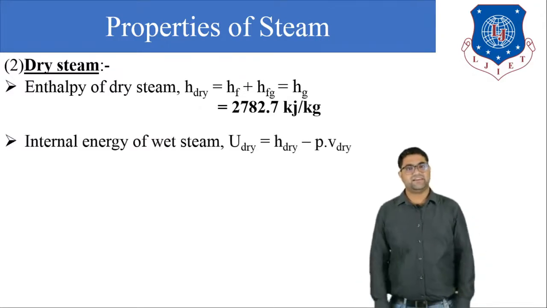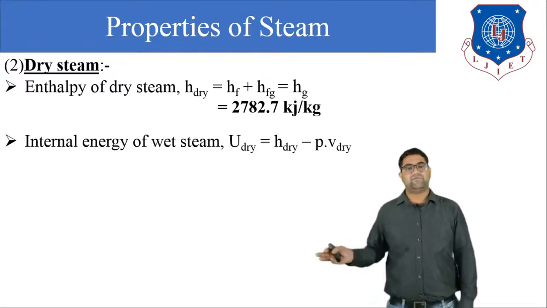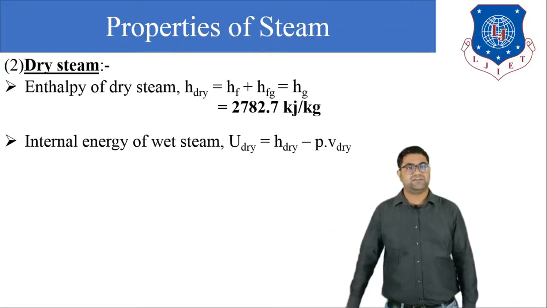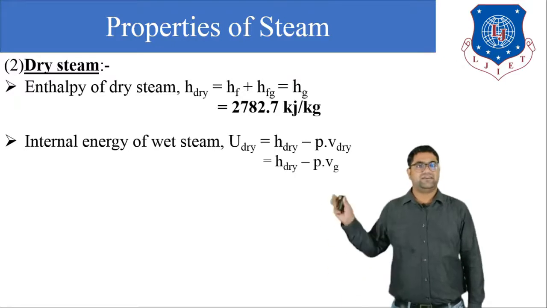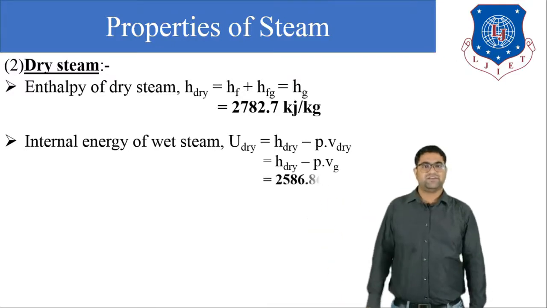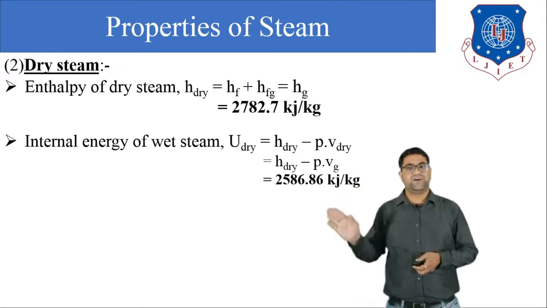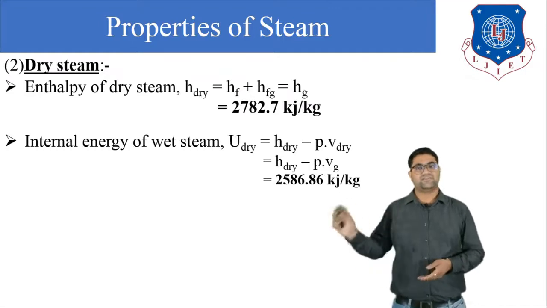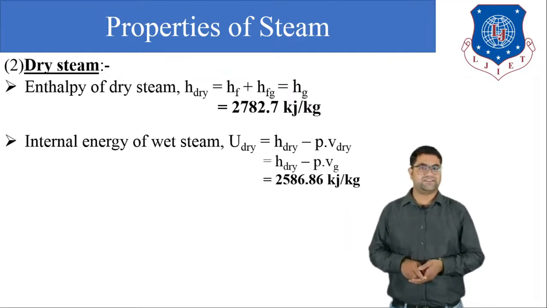Now second is the internal energy. Internal energy is the enthalpy minus flow work. So if we put all the values that we can get directly from the steam table, we can write H dry minus P into Vg. Vg we can get directly from the steam table. We get the value as 2586.86 kilojoule per kilogram. So this is the value of internal energy of the dry steam.